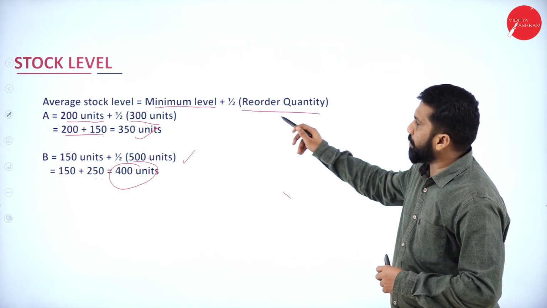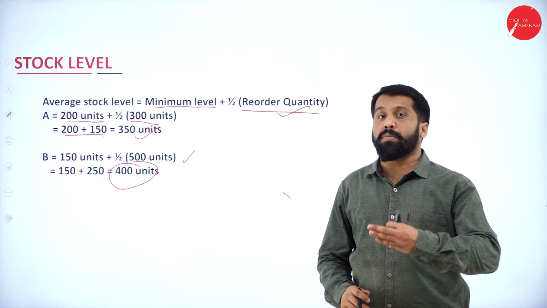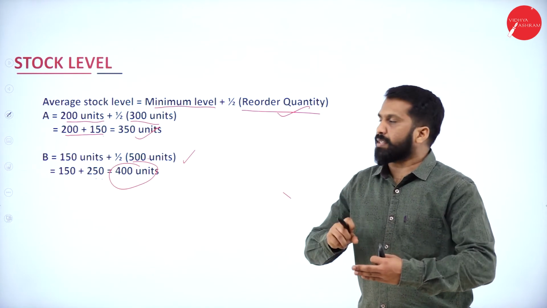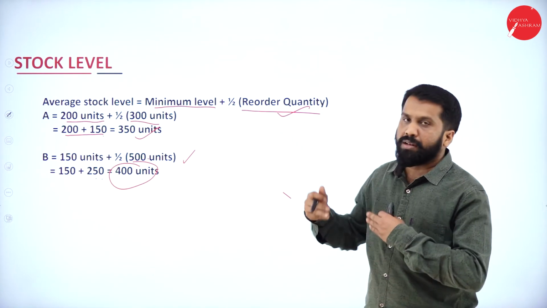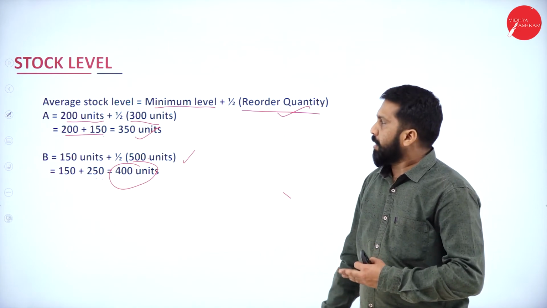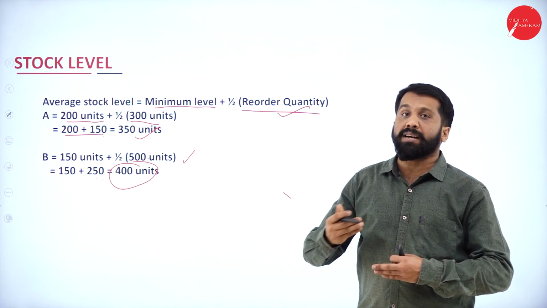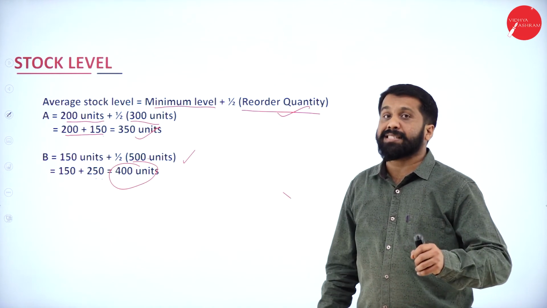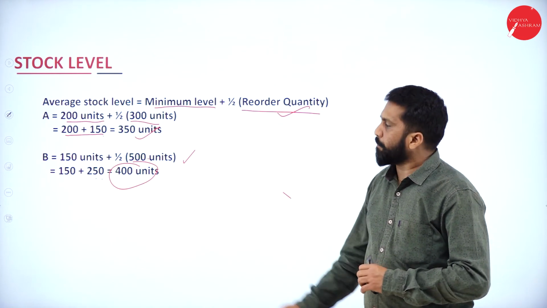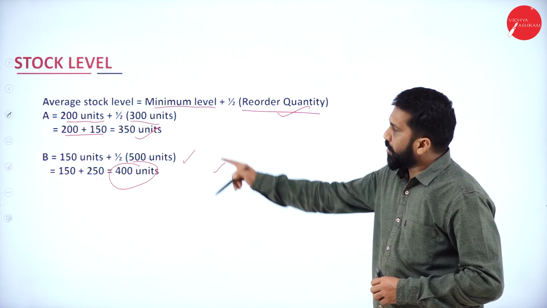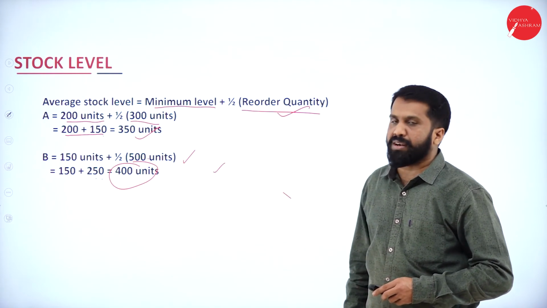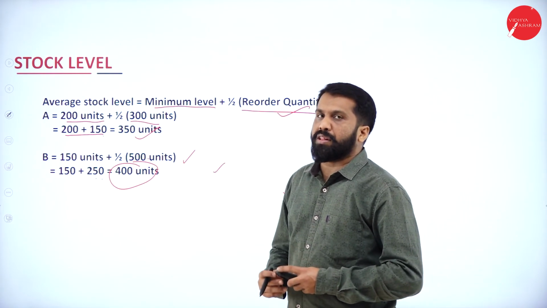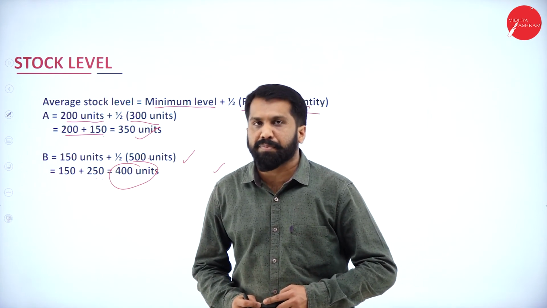Only you are supposed to remember the formula and you have to go back to your question. Just pick the particular value. If you want reorder quantity, go back to the question and pick. If you want minimum level, go back to the question and pick. Similarly, this minimum level is the answer of minimum stock level. Now, your answer will be how much? First one 350, second one 400. This is all about your stock level problems.